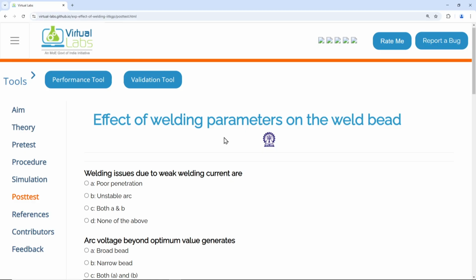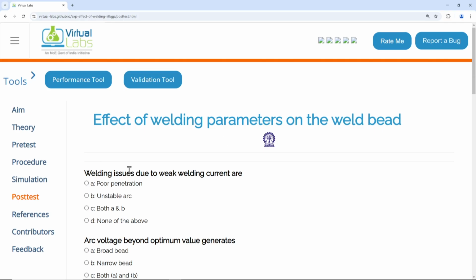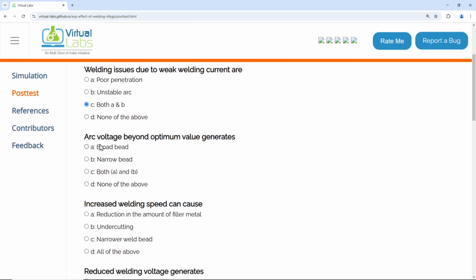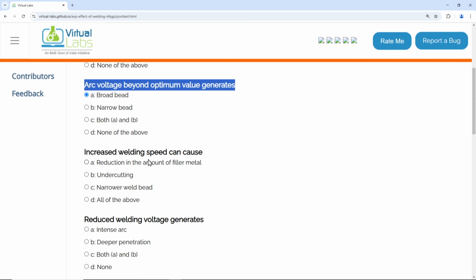So let me now take the post test questions here for the weld bead parameters, and I'll close this lecture. The post test questions are also giving the understanding about whatever we have understood about arc welding throughout the last 2 weeks. Welding issues due to weak welding current are poor penetration, unstable arc. Both of them are the issues. Arc voltage beyond optimum value will generate a broader bead. Increased welding speed can cause reduction in amount of filler metal, undercutting, narrower weld bead.